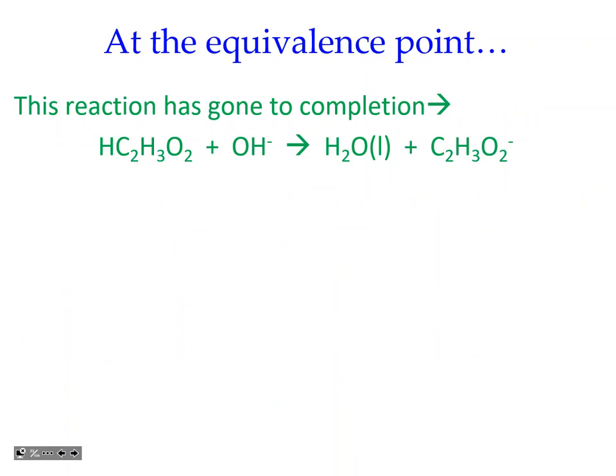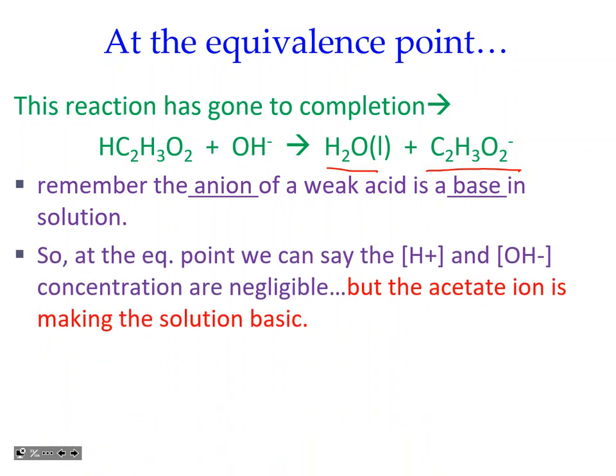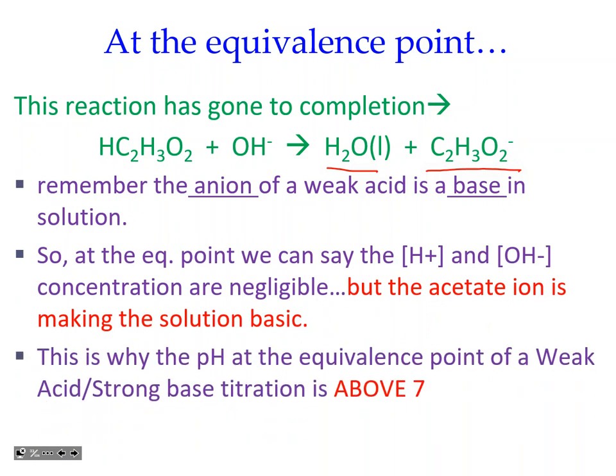So here, the first reaction goes to completion. We end up with our water left at the equivalence point, and our conjugate base left at the equivalence point. Remember, the anion of the weak acid is a base. So that acetate isn't going to sit around and do nothing. It's going to start reacting with water. And we know that it's going to make it basic. And that's why our equivalence point is going to be above 7.